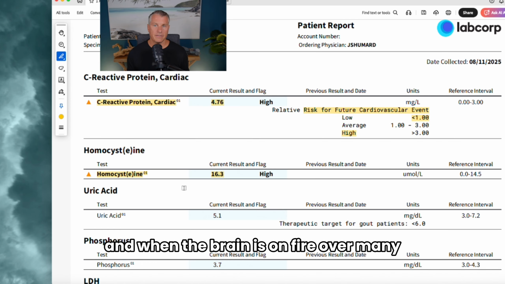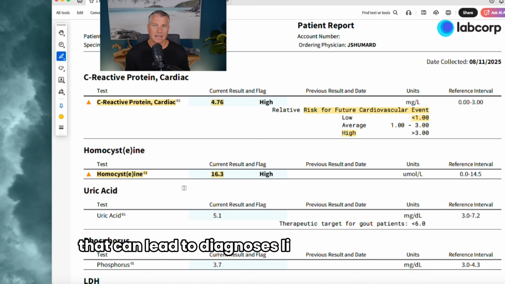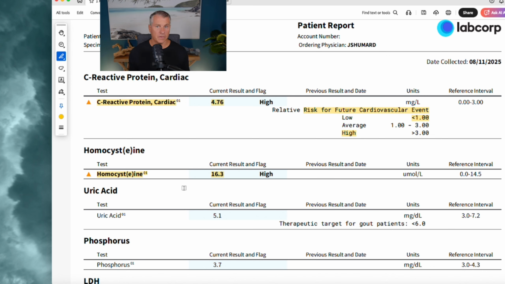And when the brain is on fire over many, many years, it can start to downsize the brain, which can lead to diagnoses like type 3 diabetes. Now, there's a lot of different things that could be going on with the individual.